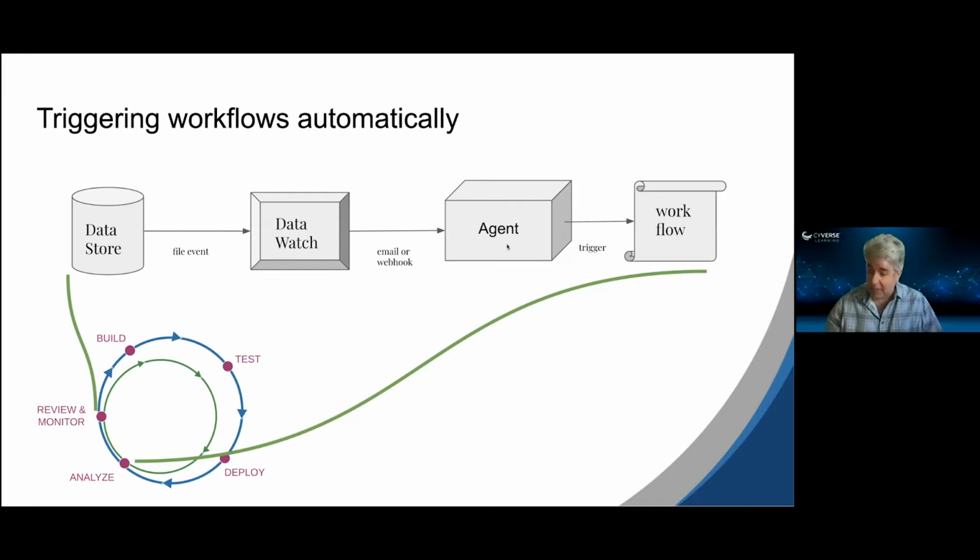This agent box represents a piece that you would need to provide, or might be something that already exists. For instance, you may have heard of Microsoft Power Automate or other workflow organizing software. So the basic idea is a file event happens on the data store. DataWatch listens to that event and then can create notifications to agent services that can trigger new workflows.